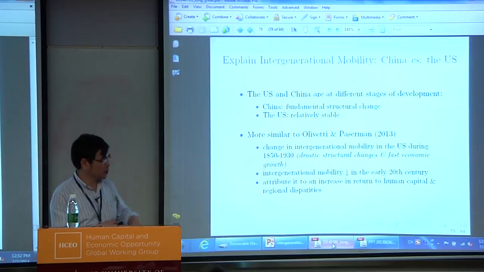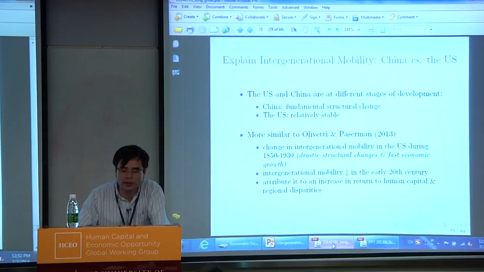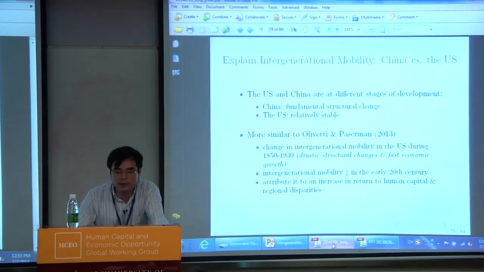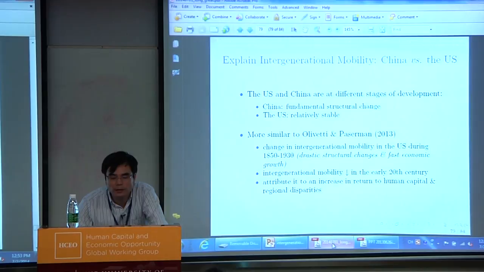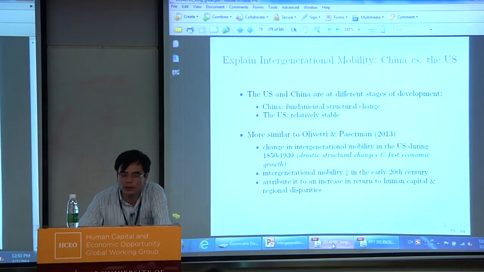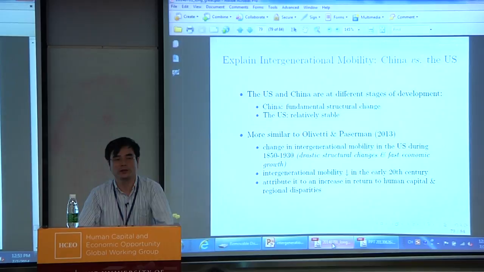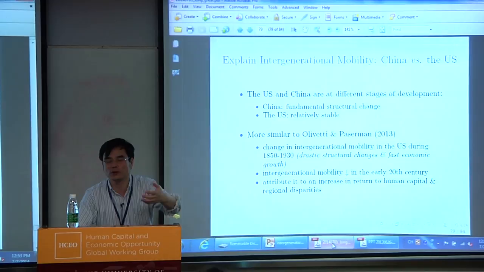Of course, China and the US are at different stages of development. China has been going through fundamental structural change, while the US is relatively more stable. Our study is perhaps more similar in setting to the Olivetti and Paserman 2013 study. They studied the change in intergenerational mobility in the US during 1850 to 1930. During that period, there was also drastic structural change and fast economic growth. So for those of you interested in intergenerational mobility, definitely take a look at this paper. That is a historical period more comparable to what we are going through now, not the US now, because that is not a very meaningful comparison.